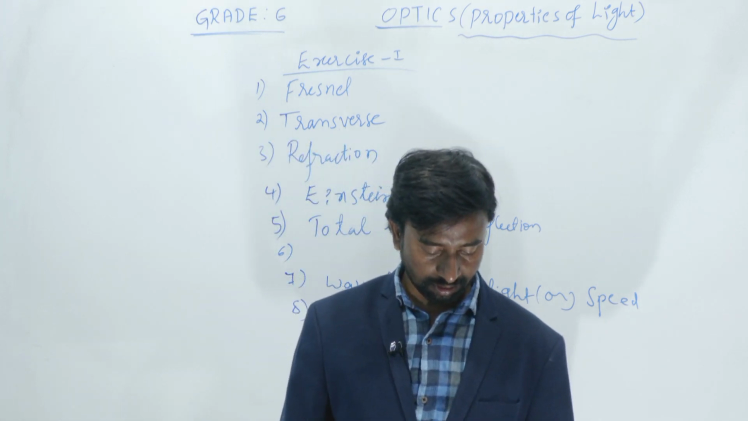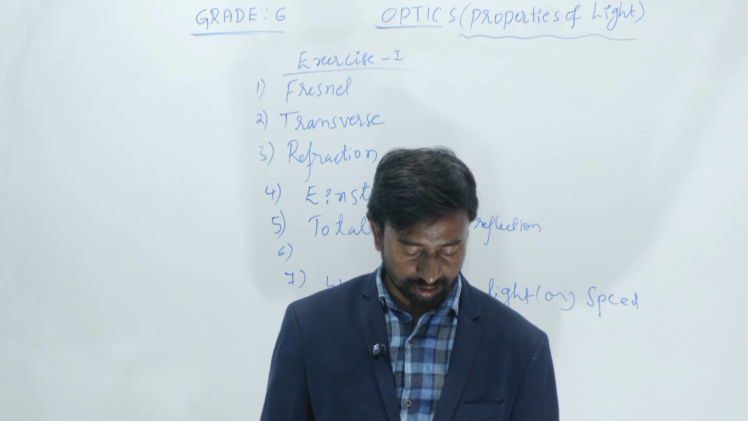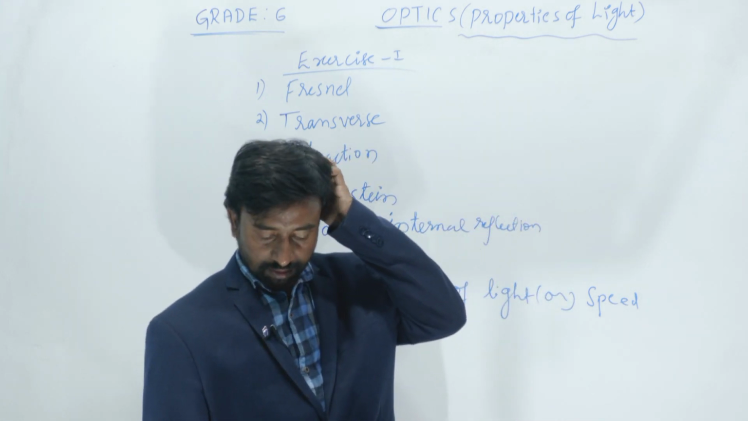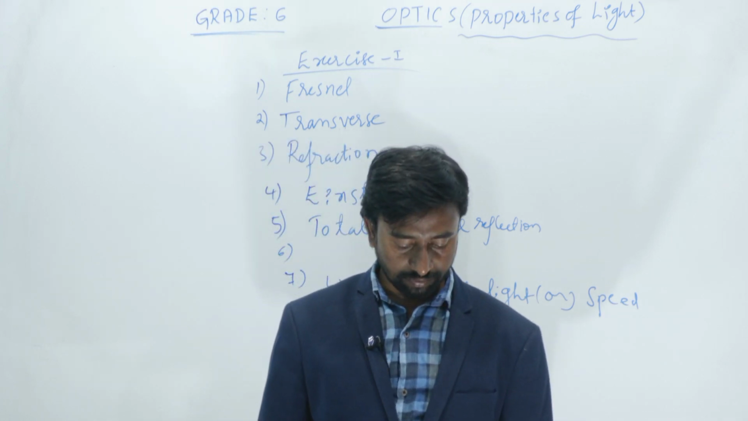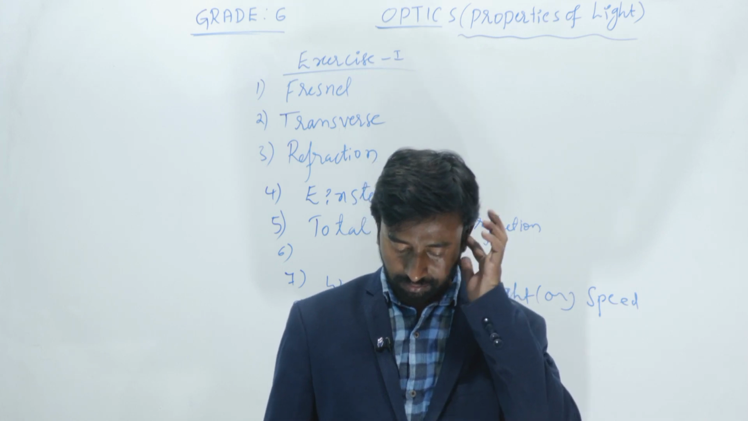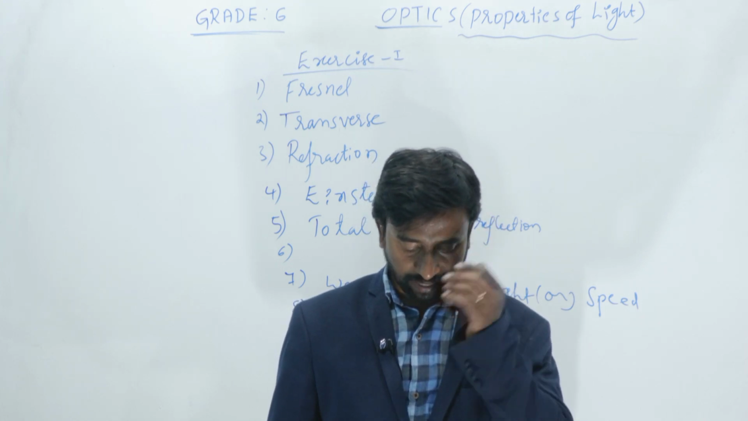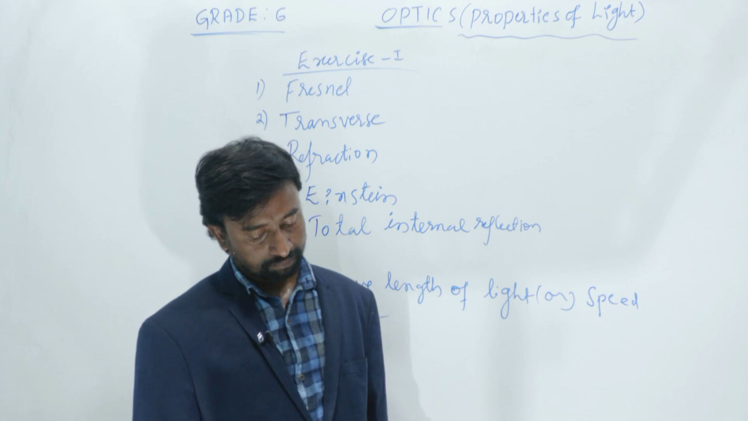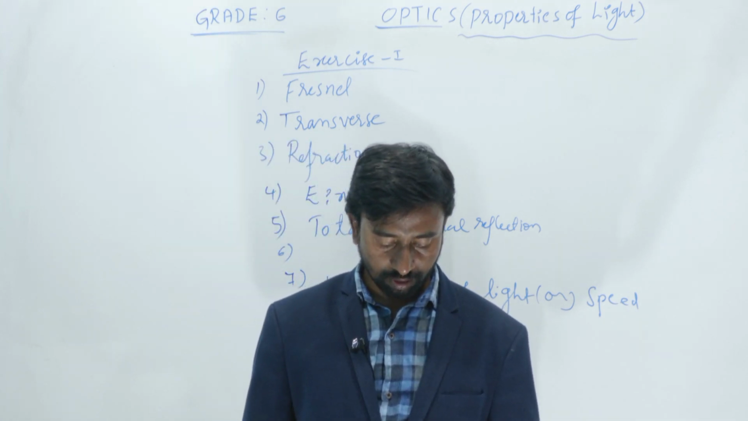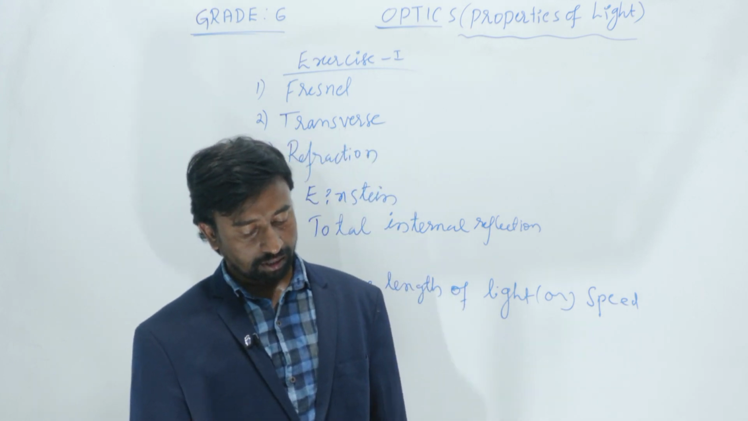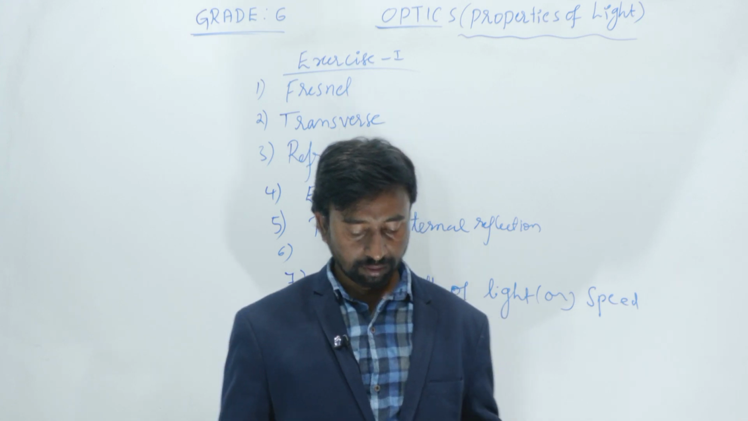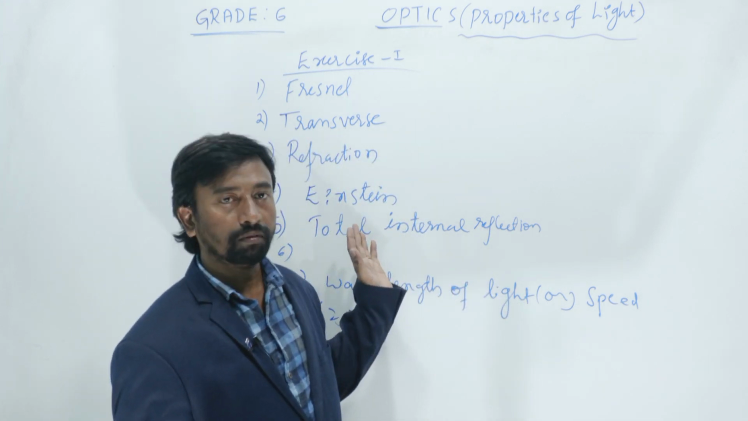Next question: the parameter which remains constant on refraction is the frequency of light. Which of the following phenomena established the wave nature of light? The wave nature of light is established in diffraction and polarization. In interference, diffraction, and polarization, in all of these, the nature of light will be the wave nature of light.